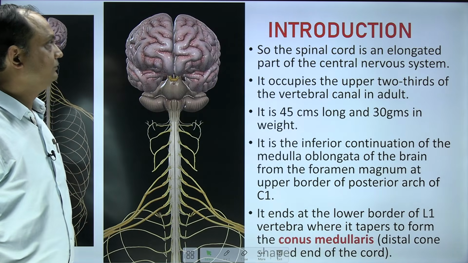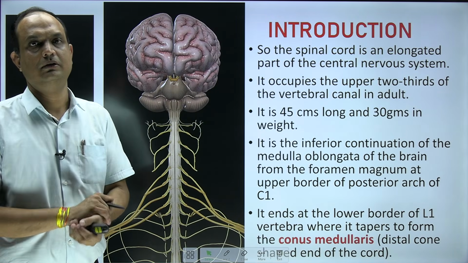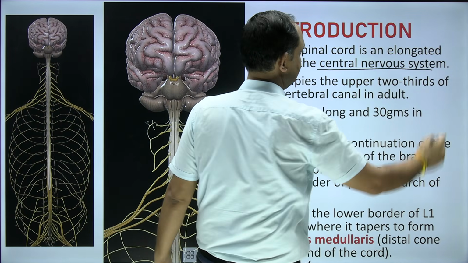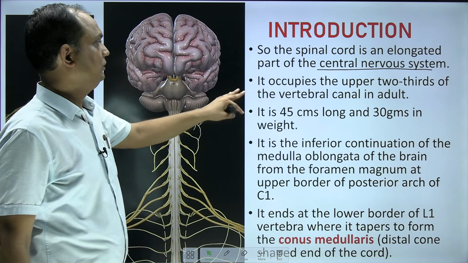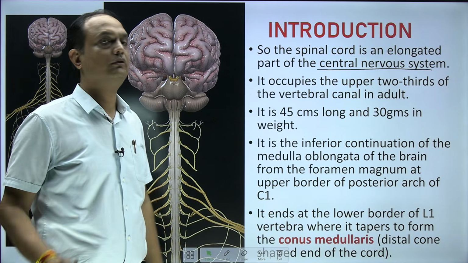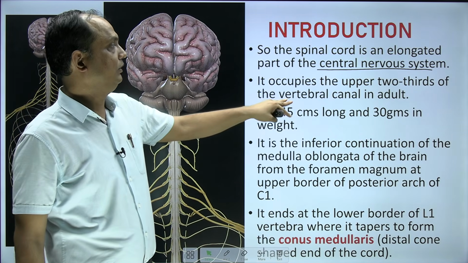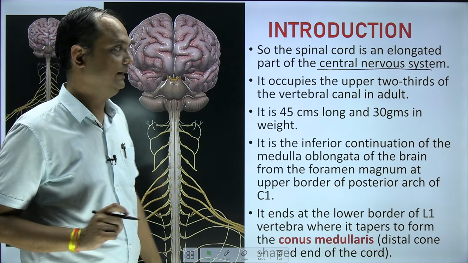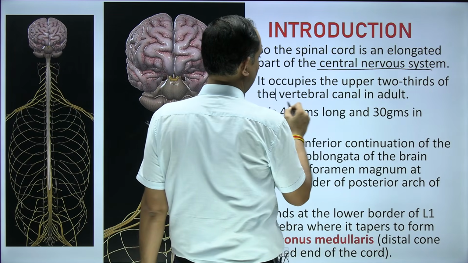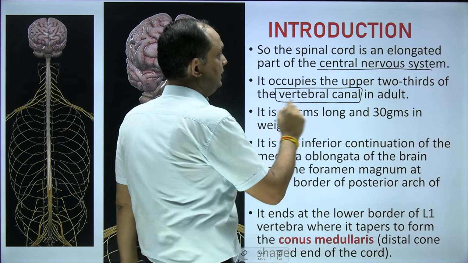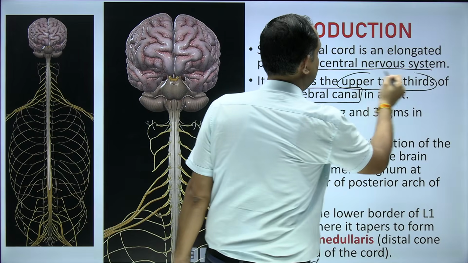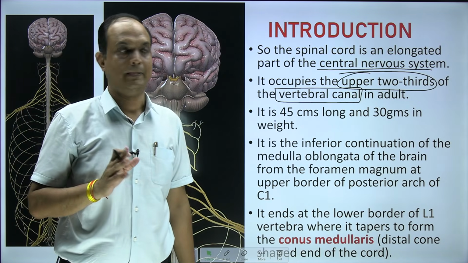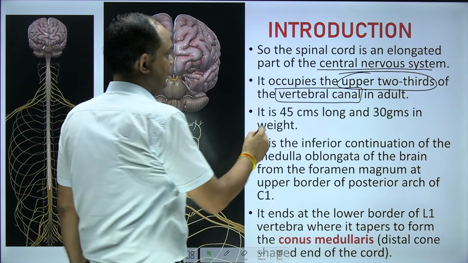Clear? Now the spinal cord is an elongated part of the central nervous system. It occupies the upper two-thirds of the vertebral column in adults. This is what you must always keep in mind: when you have the vertebral column or the vertebral canal, it occupies only the upper two-thirds. It is not present in the whole length of the vertebral column. It is 45 centimeters long.